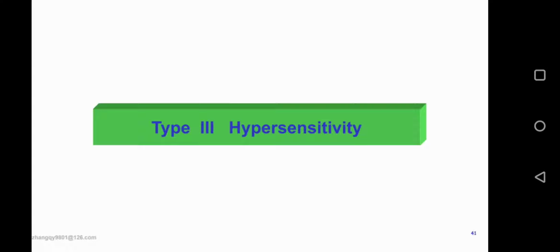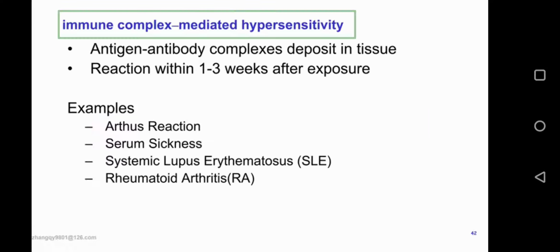Now we go to type 3. Type 3 we also call immune complex, right? For type 3, the immune complex involves antibody, and this antibody is also IgG or IgM. Some diseases are like SLE. Maybe you are not familiar with the Arthus reaction or serum sickness, right?